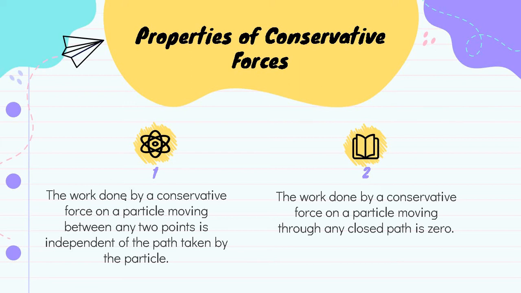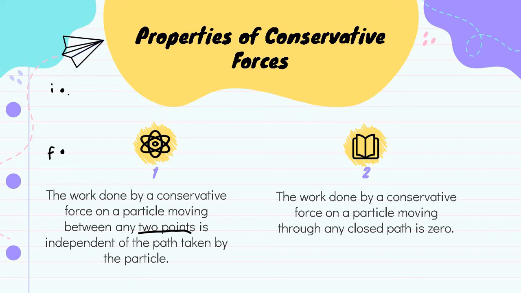For the first property, it mainly says that the work done by a conservative force on a particle moving between any two points is independent of the path taken by the particle. This is basically what we mentioned a while ago, that the only thing we care about for conservative forces are the two points, the initial position and the final position of the object.